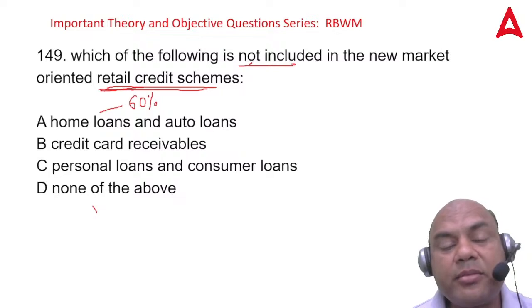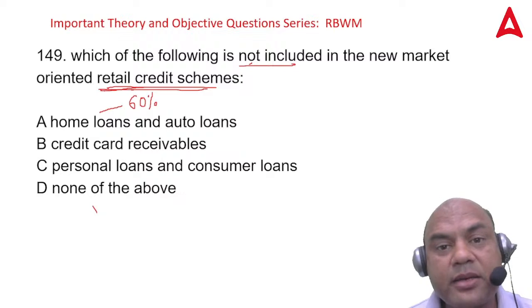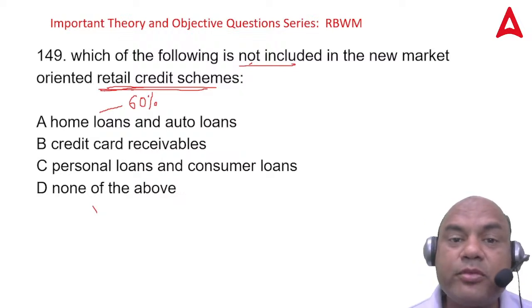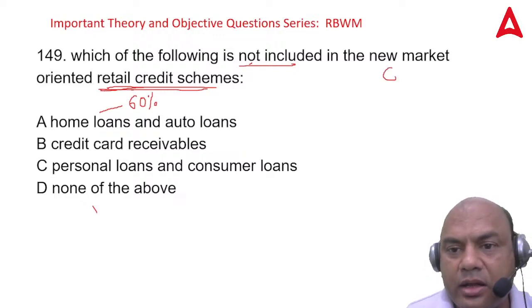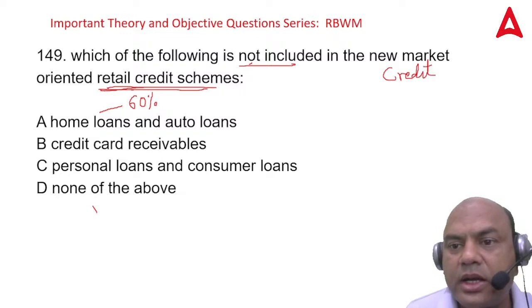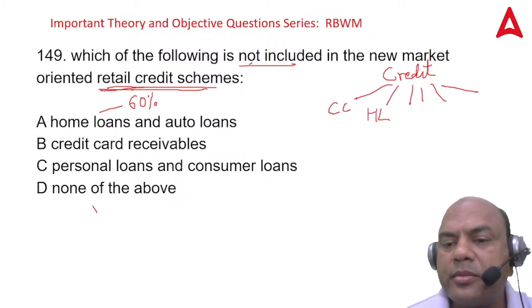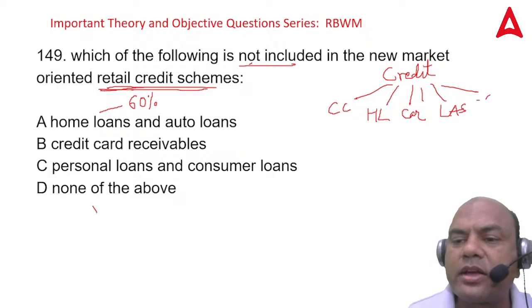Remember, credit scheme doesn't mean credit card scheme. Credit card is different. Credit scheme is different. Credit means loans, and credit card is a part of the loan. It can be anything. One of them is credit card, then one of them is home loan, one of them is car loan, one of them is LAS, loan against shares. Everything. You can go on and on.